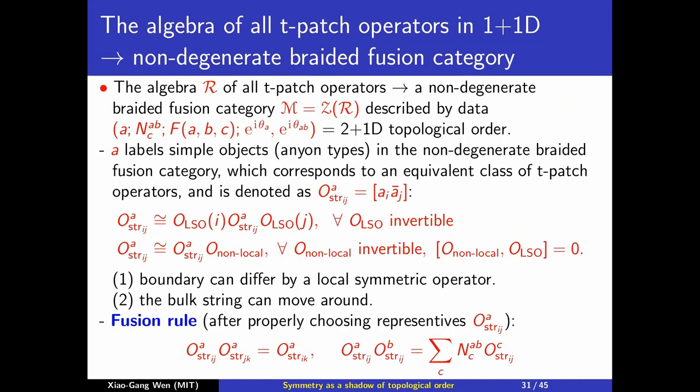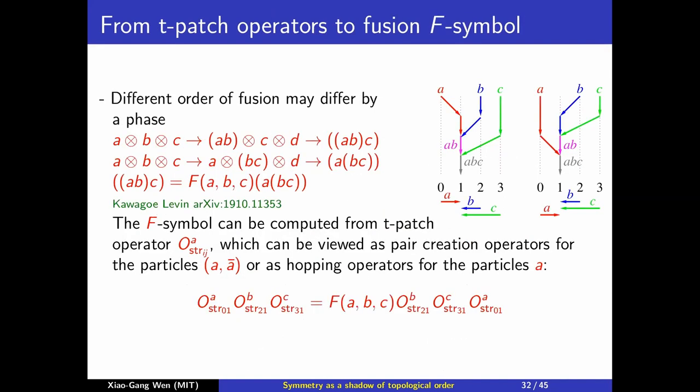Okay, so all this together, we come to this. We have A, which just means an equivalent class of strings. We have N_ABC, which tells you the fusion rule of the strings. And the F symbol, self statistics, and mutual statistics, all together make a braided fusion category. That's a braided fusion category, and this corresponds to 2+1 dimensional long-range order. So this is really the way we compute the braided fusion category from the operator algebra. It's not too hard actually. It's really just the algebra of hopping operators, which would involve all those things. So when you see a hopping operator, maybe you can try to recover those kinds of structures.